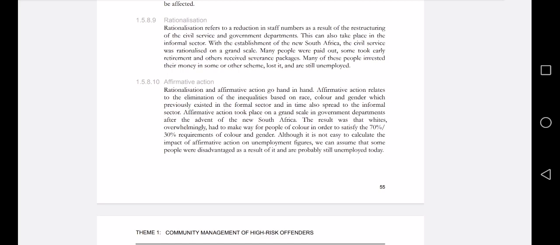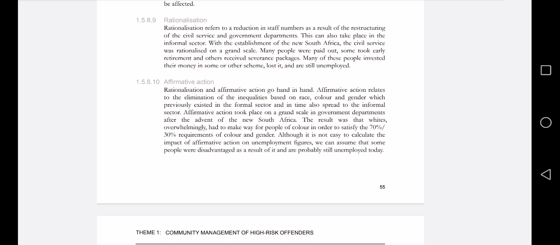Rationalization. Rationalization refers to a reduction in staff numbers as a result of the restructuring of the civil service and government departments. This can also take place in the informal sector.